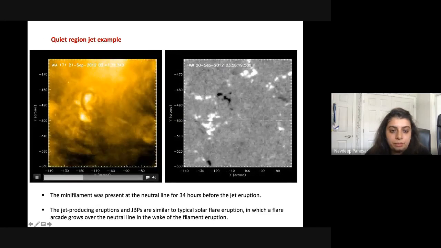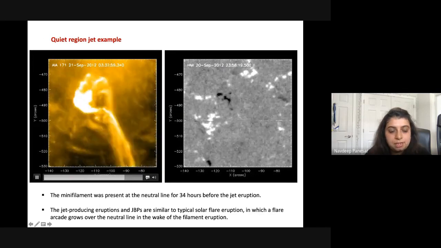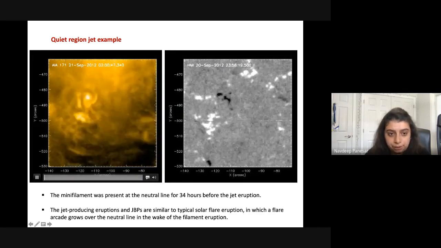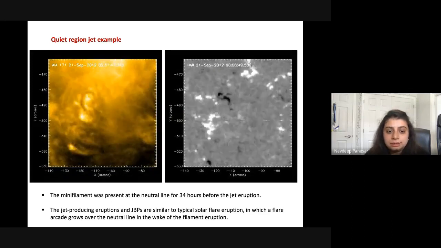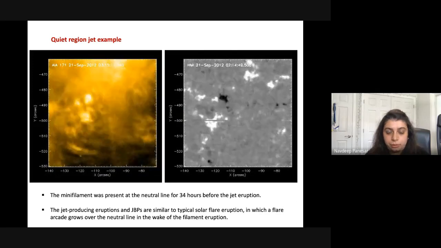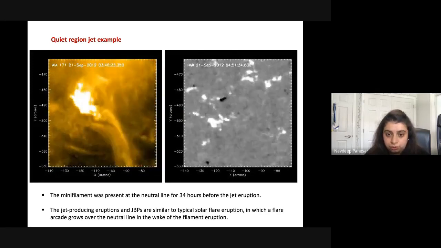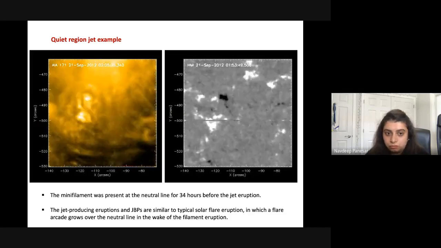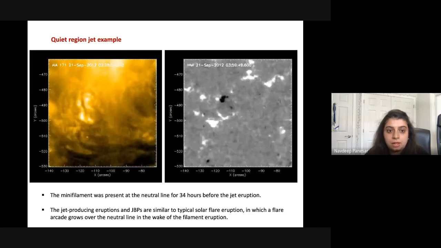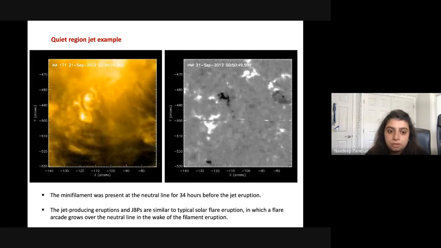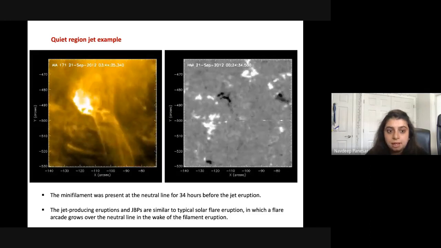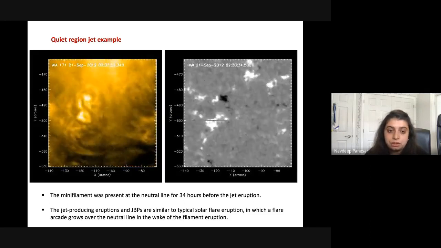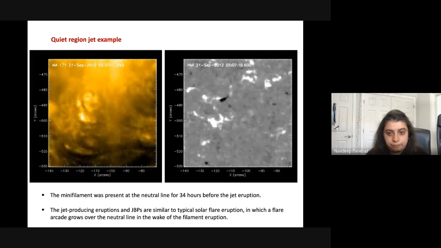This is the AIA 171 movie. Here is a mini filament present in the jet base region, the same one. Slowly it erupts and a bright point appears at the location of the mini filament. If you see carefully, all these jet-producing eruptions and jet bright points are similar to solar flare eruptions. So what happens in the case of typical solar flares? A flare arcade grows over the neutral line in the wake of the solar filament.